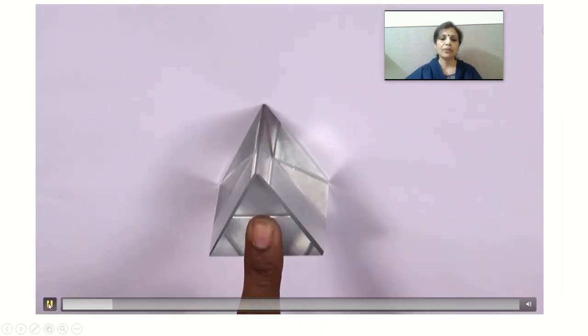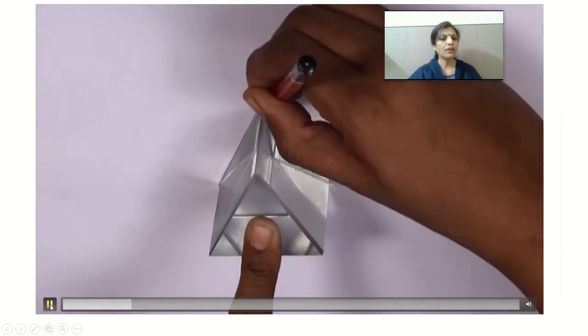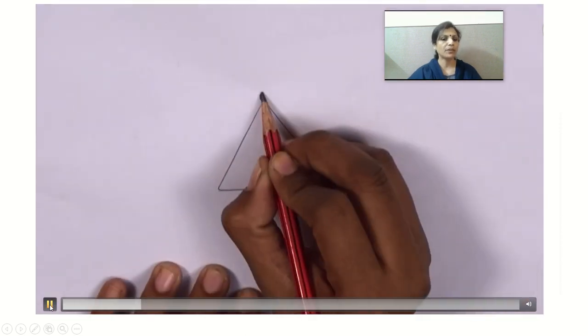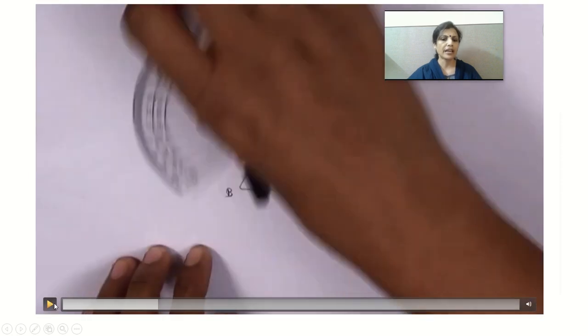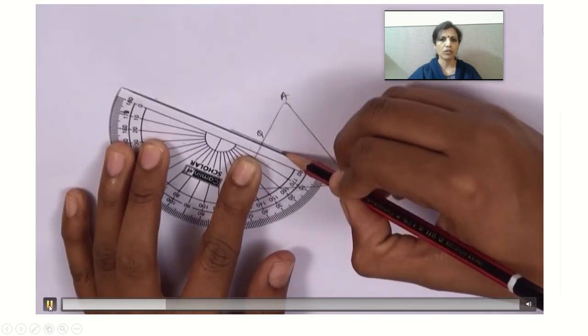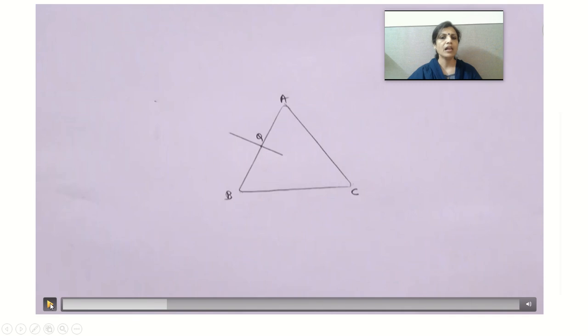Then we will keep the prism on the drawing paper and draw a boundary at the base of the prism, and the base of the prism is triangular. So we get a triangle and we will name this triangle ABC. Then at point Q we will draw a normal. This is normal LM.